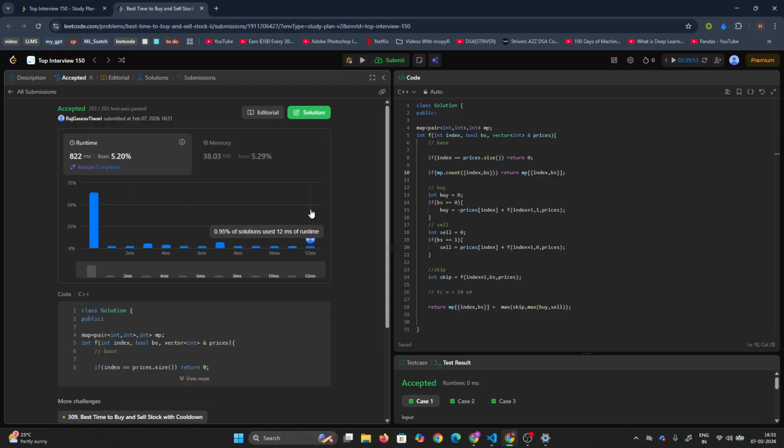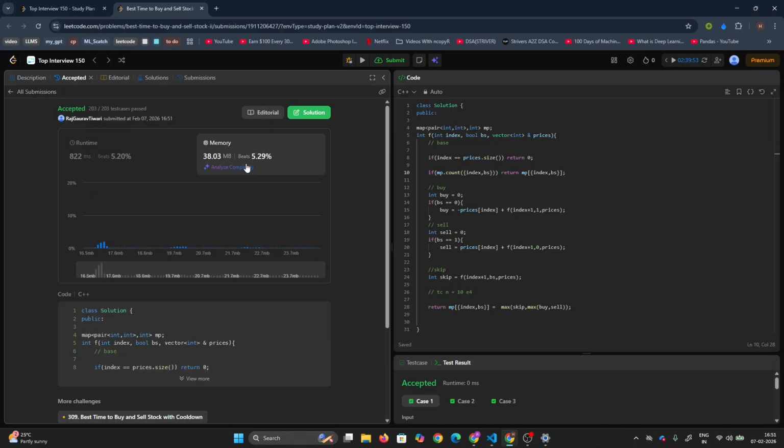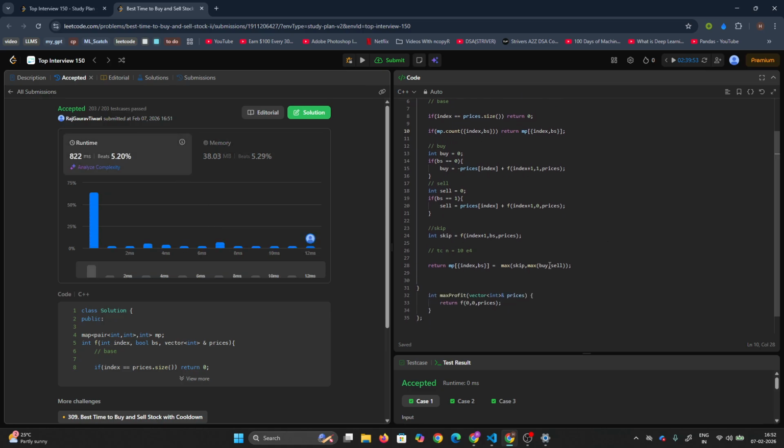So see, this solution got accepted, but we are using too much memory. If we consider the memory that we have used, you can see that we are using too much of it here. So this is not a very good solution. You can use this solution in an interview.